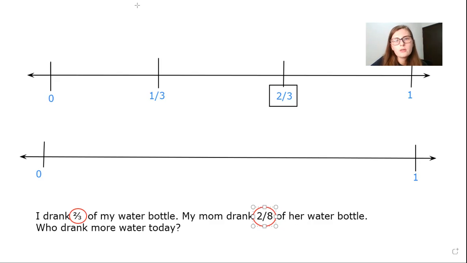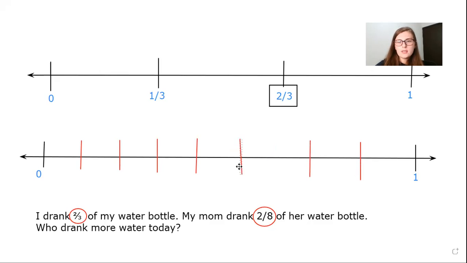We're going to demonstrate or show what my mom drank of her water bottle. So 2/8 means that she had her water bottle or her water split into 8 equal parts. So for 8 equal parts, I'm going to split it up the best that I can. There are a couple ways to do this. You can eyeball it. 4, 5, 6, 7, and we can see that these are obviously not equal. The last one is way too big. So from there, you can just move them around.